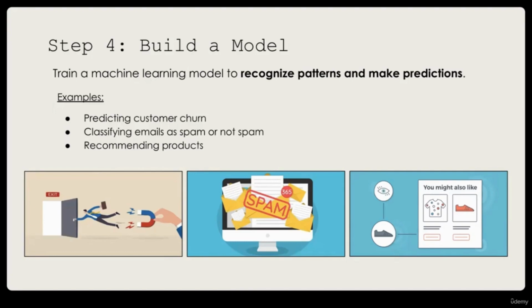Next is classifying emails as spam or not spam. Have you ever wondered how your email automatically knows if it's a spam or not spam? Again, machine learning algorithms can predict this through the patterns in data. And finally, recommending products. Based on how you are clicking on products in advertisements and such, again, machine learning algorithms can detect these patterns and recommend products to people accordingly.